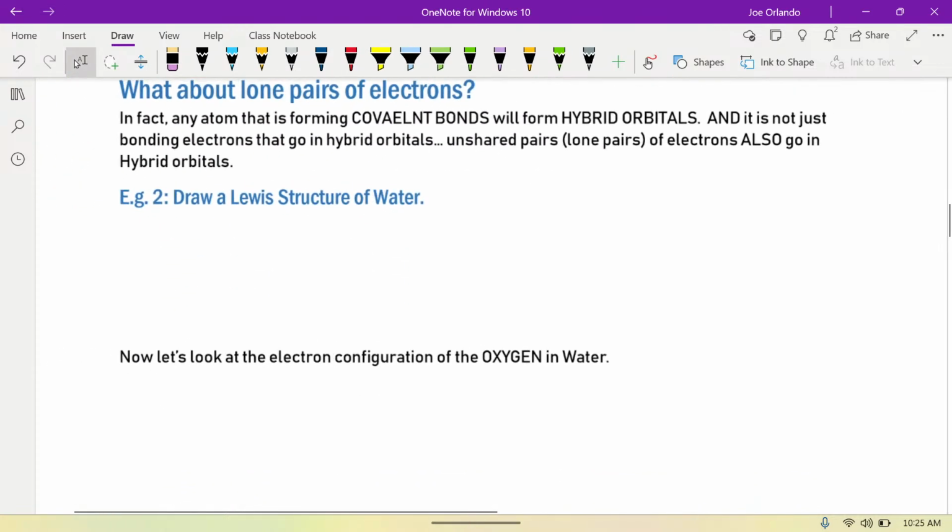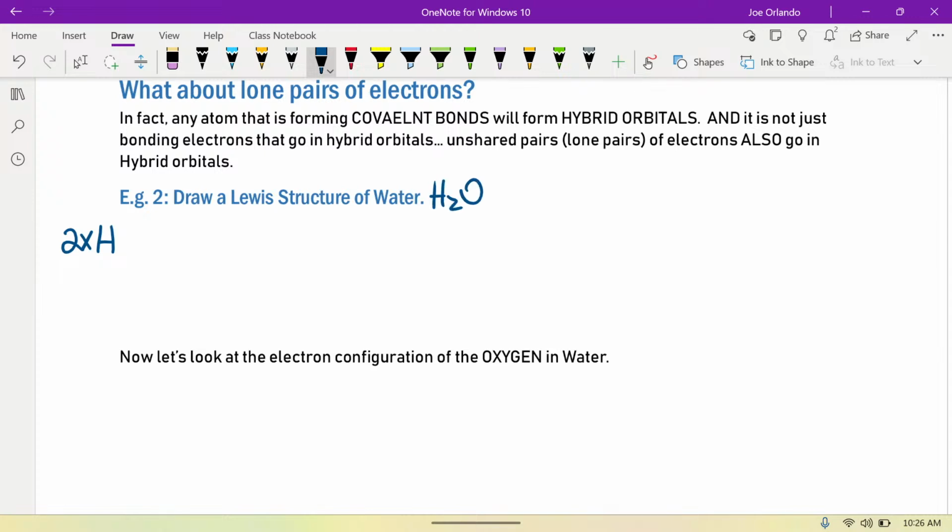Let's look at water. Let's draw a Lewis structure of water. Even though we all know the structure of water, let's still follow the rules. What's the first thing we do when we want to draw a Lewis structure? Okay, good. So hydrogen, there's 2 of them, right? This is H2O. We're all comfortable with water being H2O? So 2 hydrogens give us how many electrons in its valence? Yeah, 1 each. Good. What about the oxygen? How many electrons in its valence? 6. Good. And does it have a charge? No. So the total is 8 electrons.